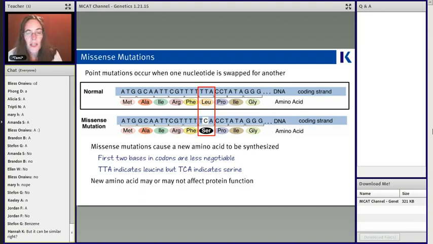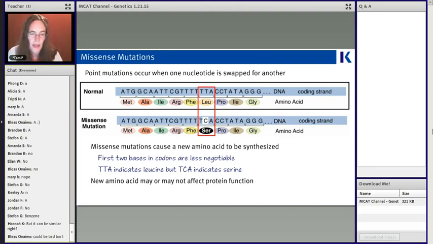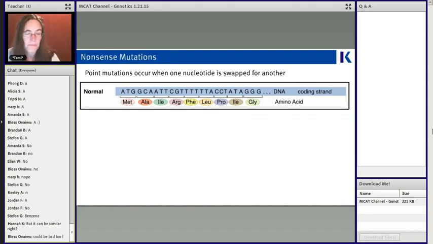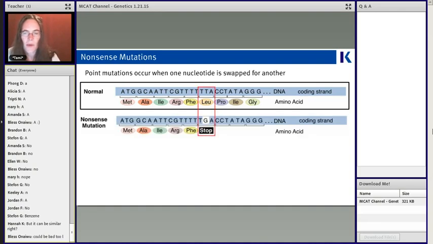That means that the new amino acid may or may not affect the protein function. Yeah, it could be similar and it may not affect it too much or it may not affect it at all, or it could be very, very different and it could change the way the protein folds, etc. So it just depends on what the change is and where it is. The final one is a nonsense mutation. Ooh, we just made a stop codon.